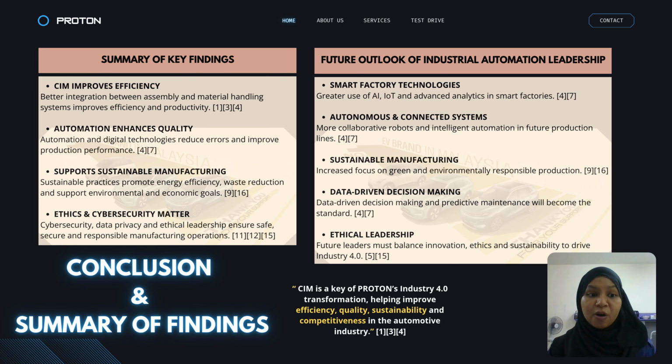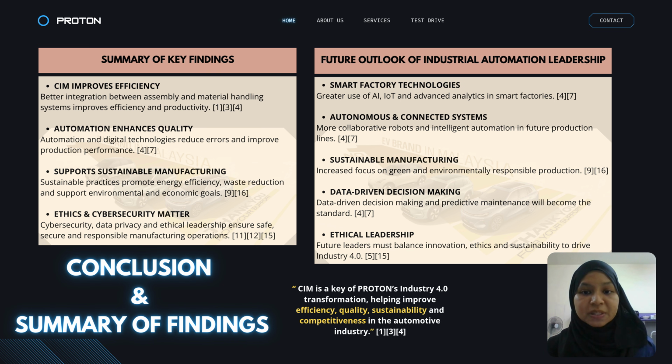So we are at the end of our discussion. Based on this project, we can conclude that computer integrated manufacturing or CIM plays an important role in improving Proton automotive manufacturing operations. From our findings, CIM helps increase efficiency by integrating assembly and material handling systems. It also improves product quality through automation, real-time monitoring, and digital technology.